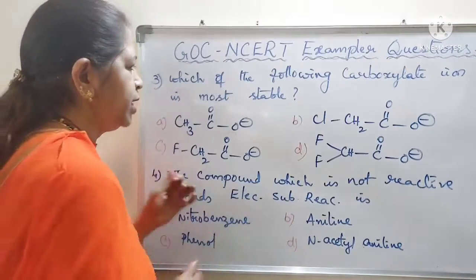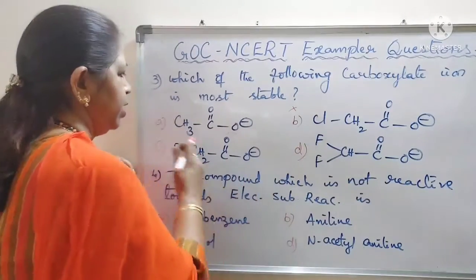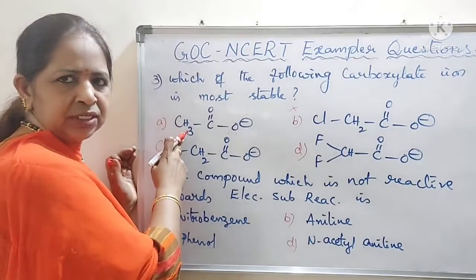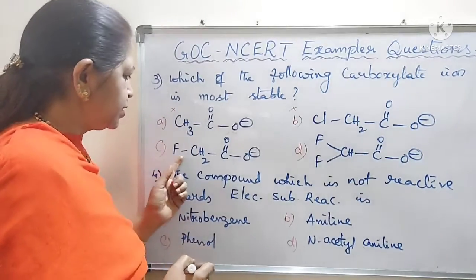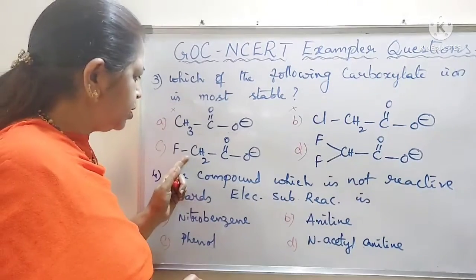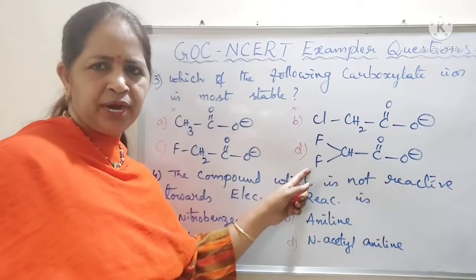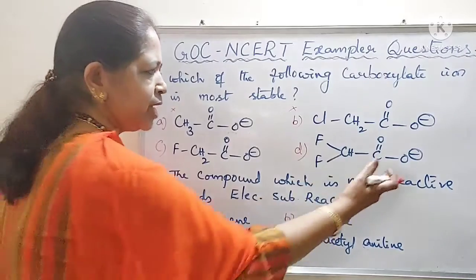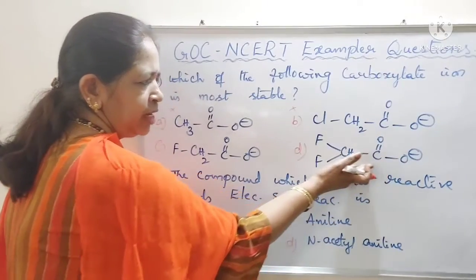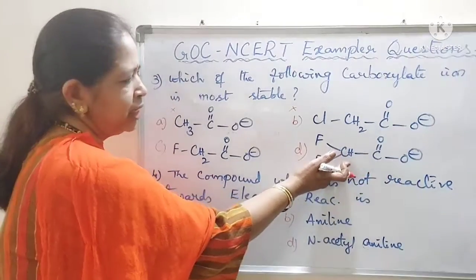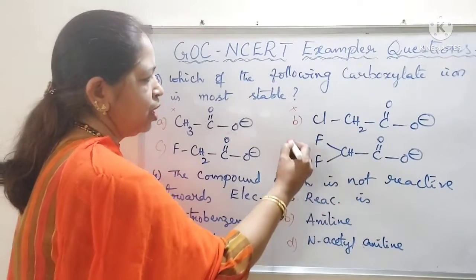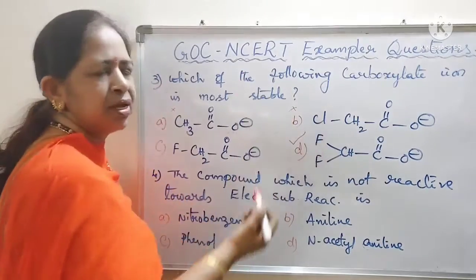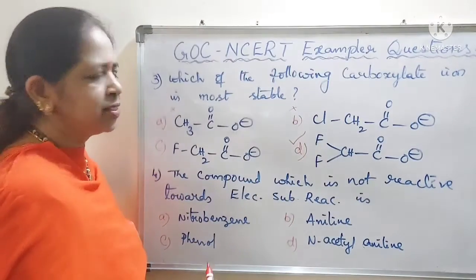So this is not the correct option. And here, no halogens are present, so this is not the correct option. In this, one fluorine atom is present on the alpha carbon, and here two fluorine atoms are present. So the electron density moves strongly towards the alpha carbon in D, and it will be more stabilized. So option D is the correct answer for this question.